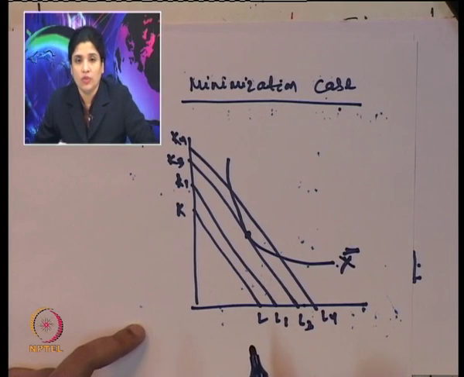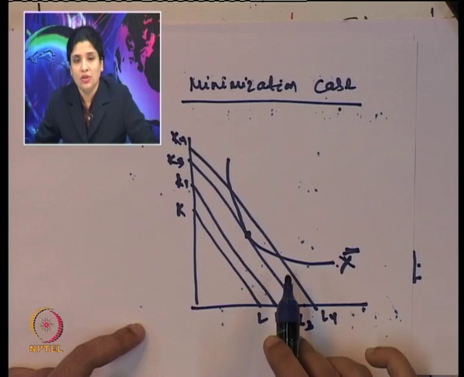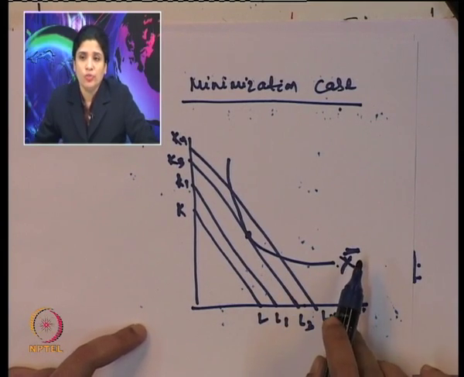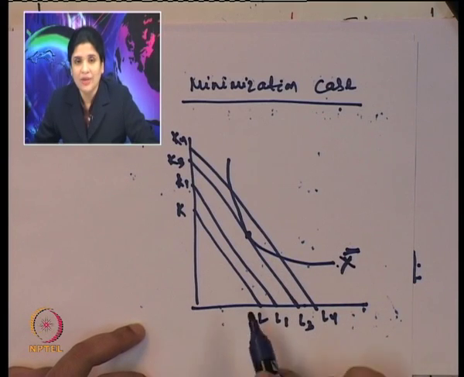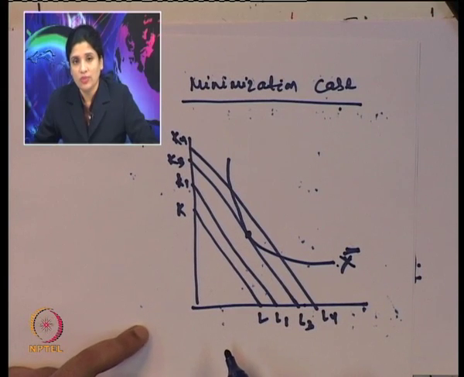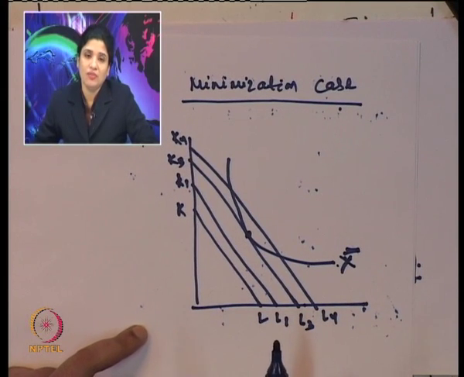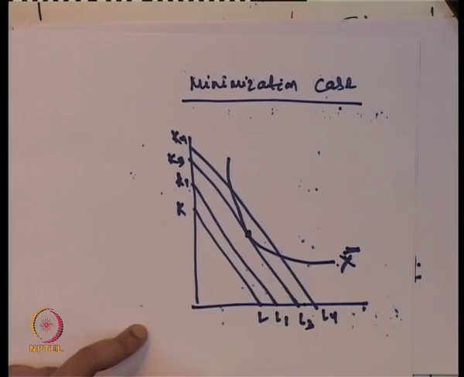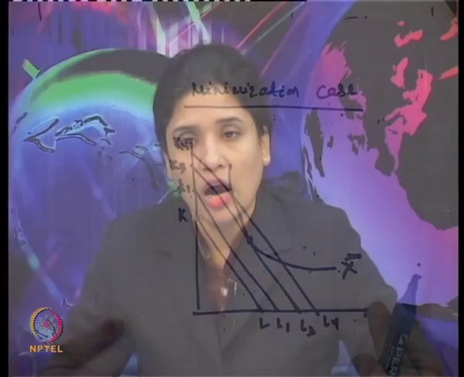or the minimum cost of production. That is the reason they will choose this point as the least cost input combination, because to produce the given level of output, this is the minimum possible cost. So, in the case of minimization, the challenge of the producer, the challenge of the firm, is to minimize. They will always look for the combination which gives the least cost to the firm for a given level of output.